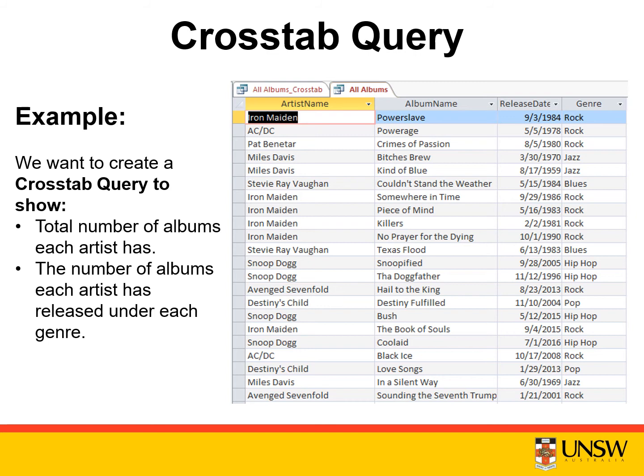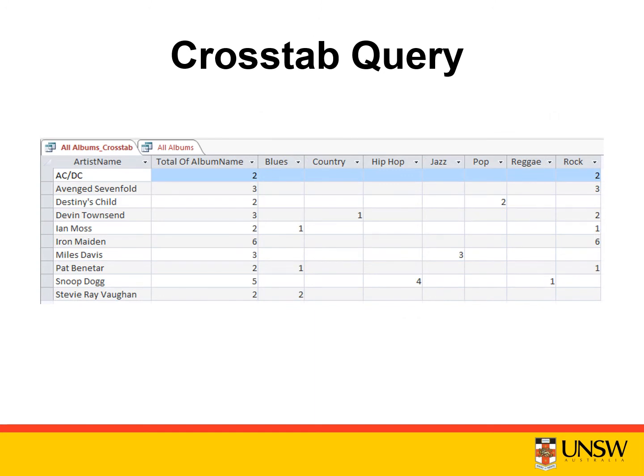As you can see here, we have a table with 4 fields. The first one shows the name of the artist, the second one the album name, the third field release date, and the fourth field genre of each album. We want to create a crosstab query, same as the table that you can see in this slide, to show the total number of albums of each artist and the number of albums that each artist has released under each genre.